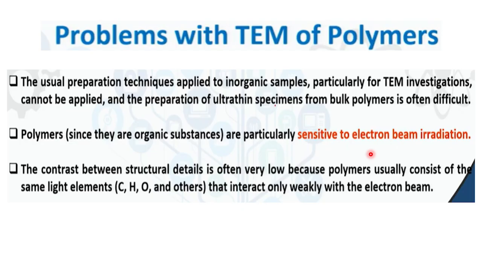And in the case of polymers, since they are organic substances, they are particularly sensitive to electron beam irradiation. And the contrast between structural domains is often very low, as polymers are organic molecules consisting usually of carbon, hydrogen and oxygen, and those interact very weakly with the electron beam.